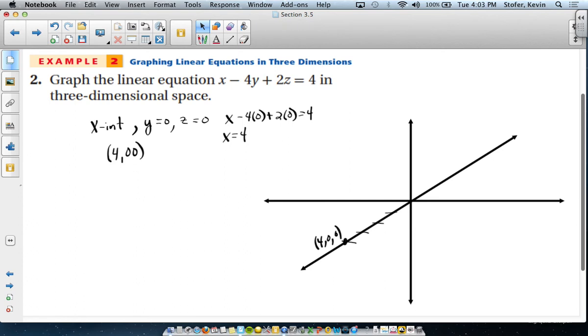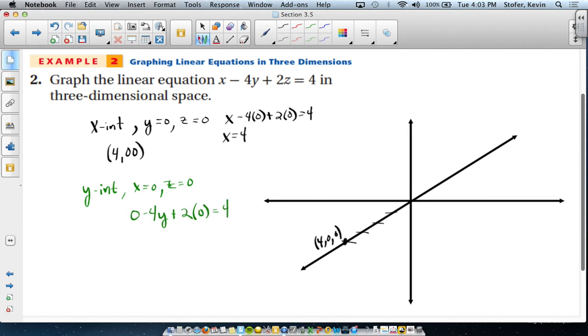Now let's go ahead and find the y-intercept. So to get my y-intercept, as you probably guessed, x has to be equal to 0, and z has to be equal to 0. So I will have 0 minus 4y plus 2 times 0 equals 4. Or in other words, negative 4y equals 4. So therefore, y would be negative 1. So my ordered triplet would be 0, negative 1, 0. So I don't go forward or backwards. I go left 1, but I don't go up or down.